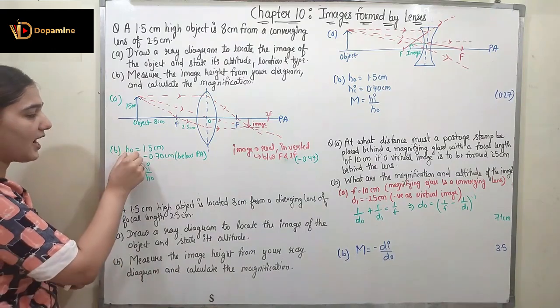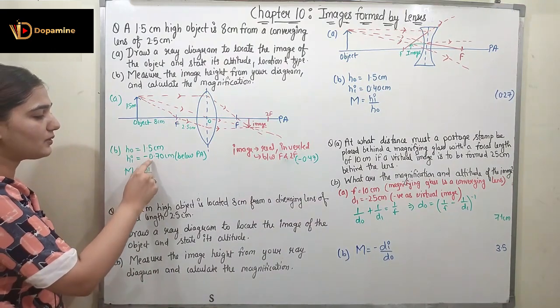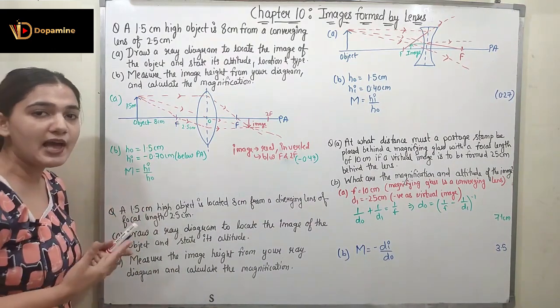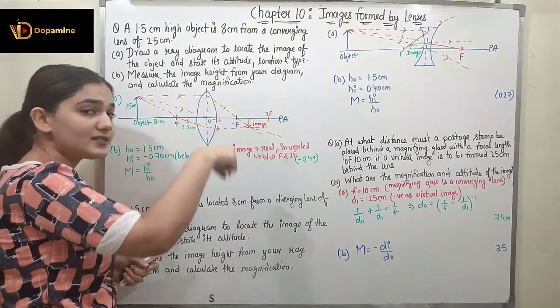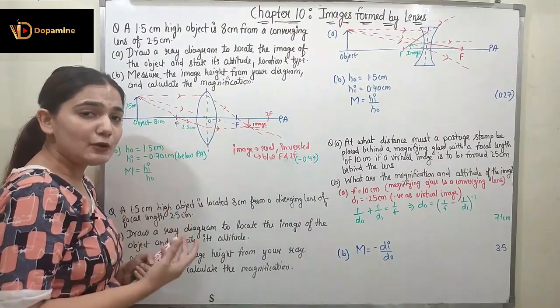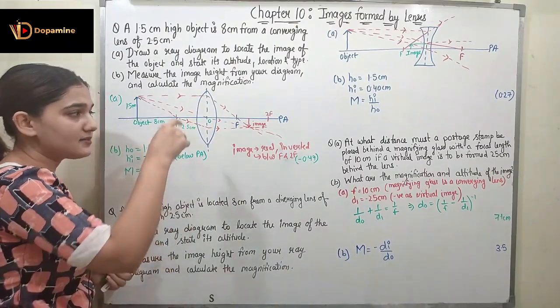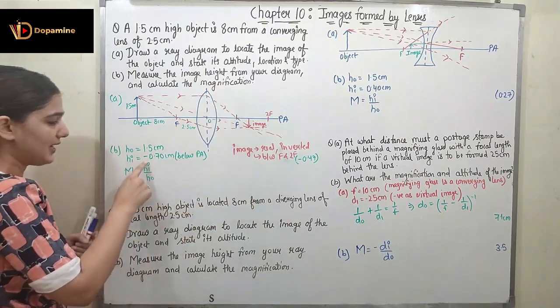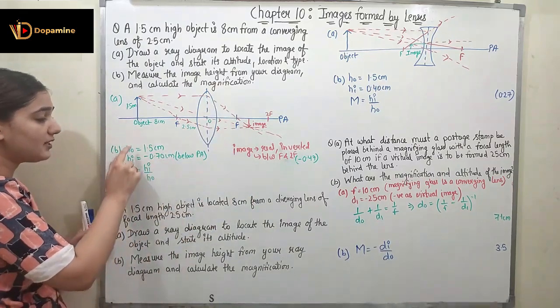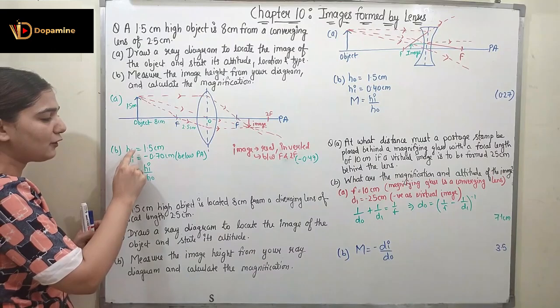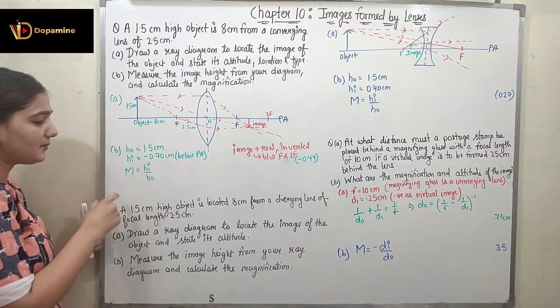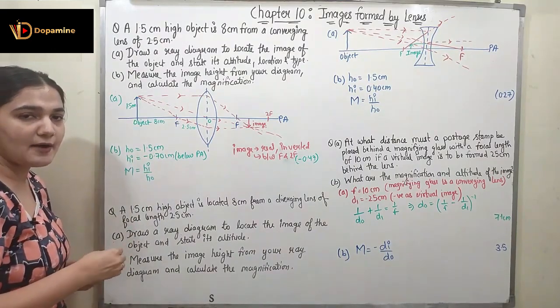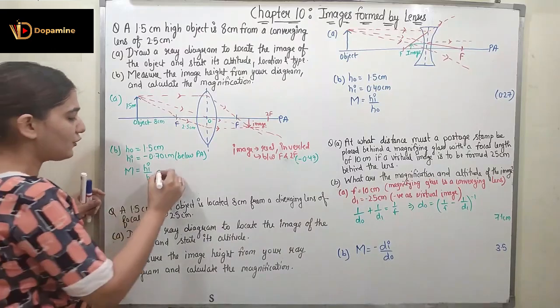Now when we measure the height of the image, it came out to be minus 0.70. Why have we put a minus sign over here? Because it's in the downward direction. It is measured downward from the principal axis, minus 0.70 centimeter, and we have the height of the object, which is 1.5 centimeter. So magnification has the formula height of image upon height of object.